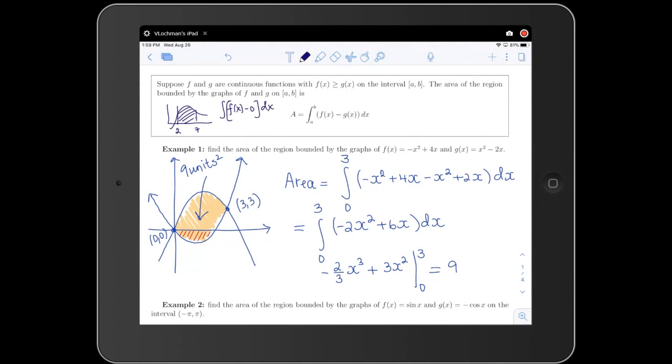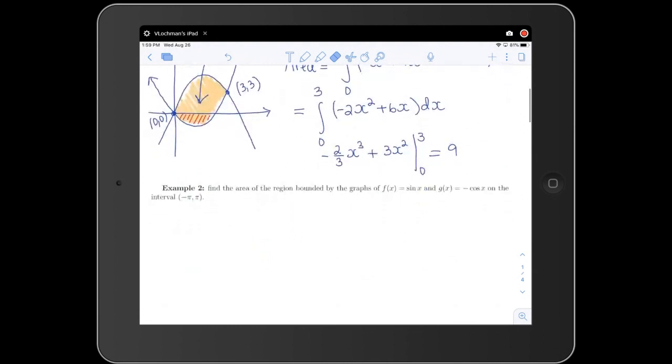I don't know if that helped. Okay, good. But yeah, you're right. We're subtracting a negative area, so we're actively adding the area, we're making it positive. Okay. All right.